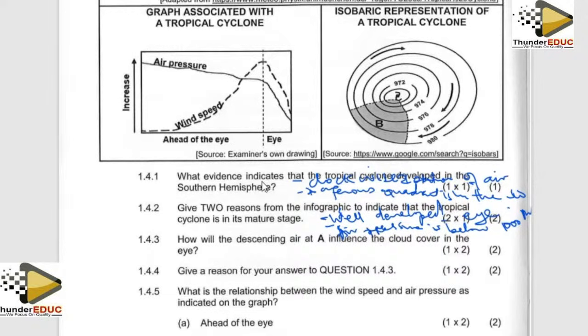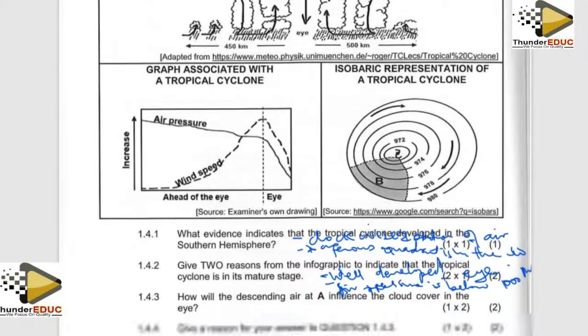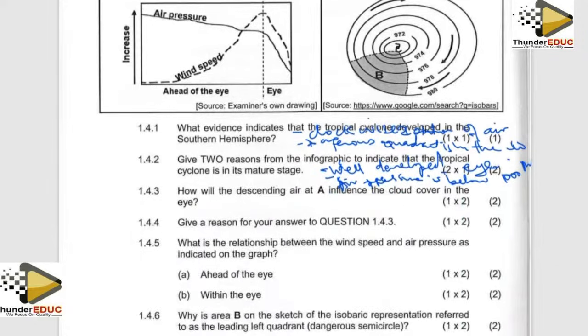Okay, so all those ones are evidence. You can give other evidence. The eye is well developed. Then you can also look at from the very infograph the speed. But because here it is indicated, actually, you look at the area covered. Look at this one. It covers between 500 kilometers and 450 kilometers. So it has covered a wider area, which means it is in its mature stage where it is running at a rapid speed. So you can also give another evidence. The system covers a wider area, from 450 to 500 kilometers. That is a bigger area.